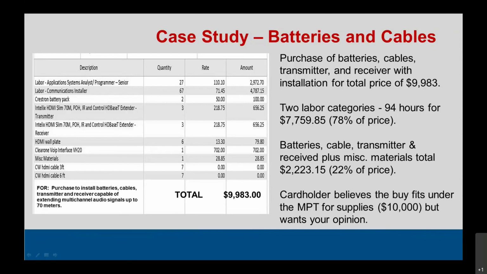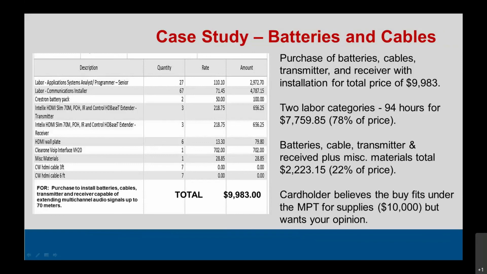When talking to the requester, he insisted the services were incidental to the purchase of the battery and cable and other supplies, although a majority of the price and the work and the hours being done fall within these application systems analyst, programmer, and communications installer. So let's ask ourselves some of the series of questions we went through earlier to determine what we really have going on with this quote.